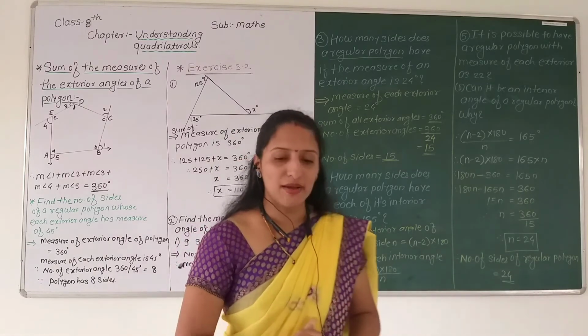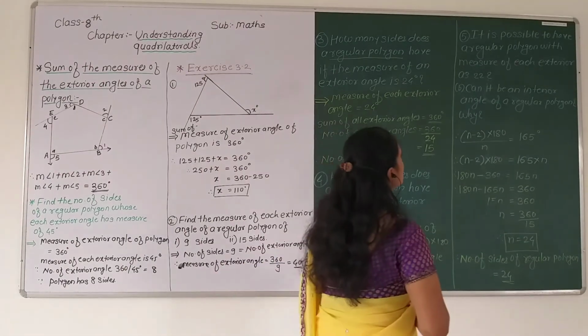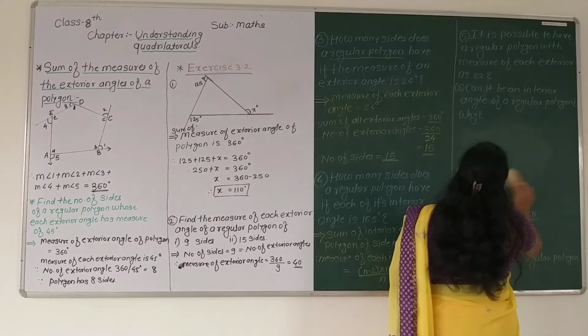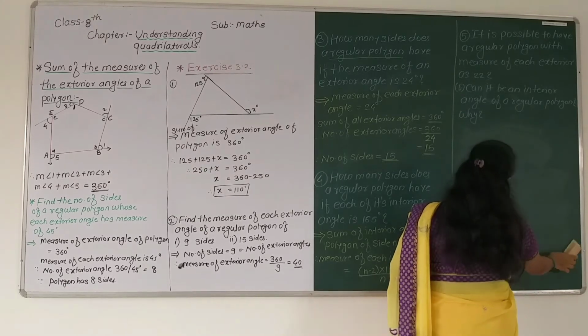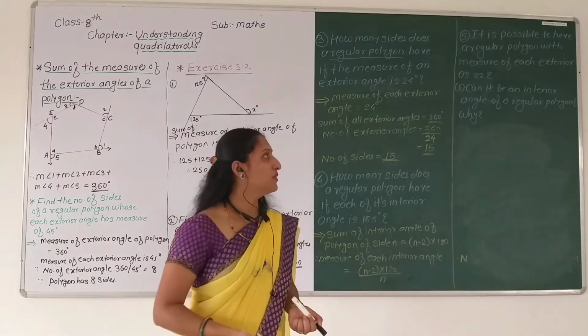Now the last example is: is it possible to have a regular polygon with the measure of each exterior angle as 22 degrees?